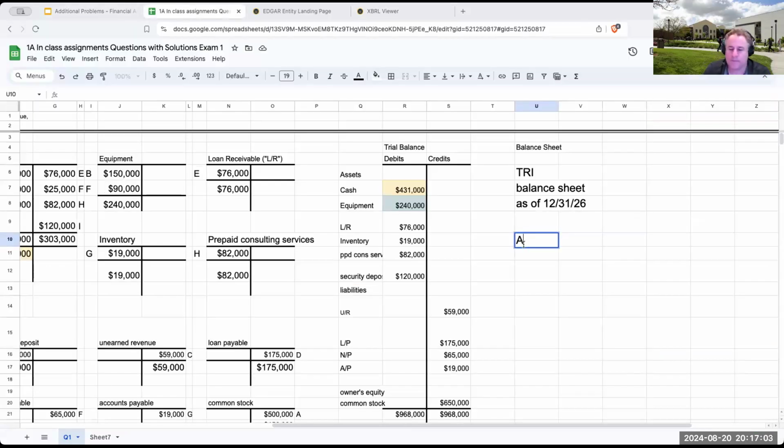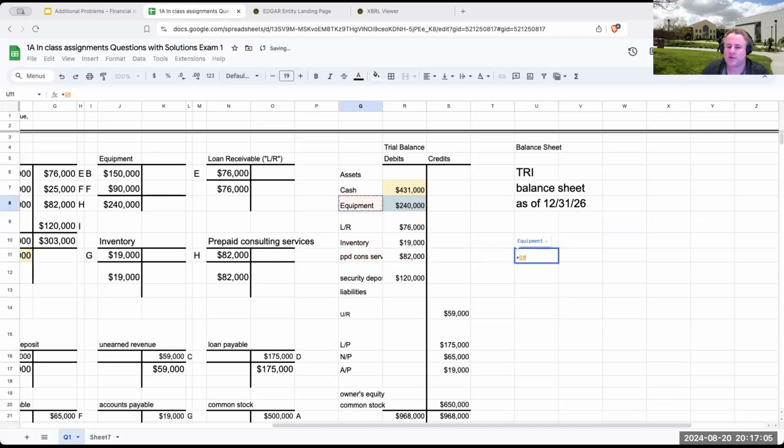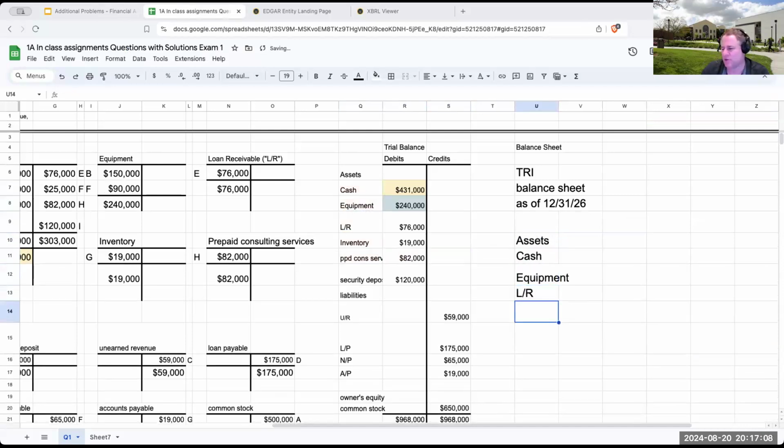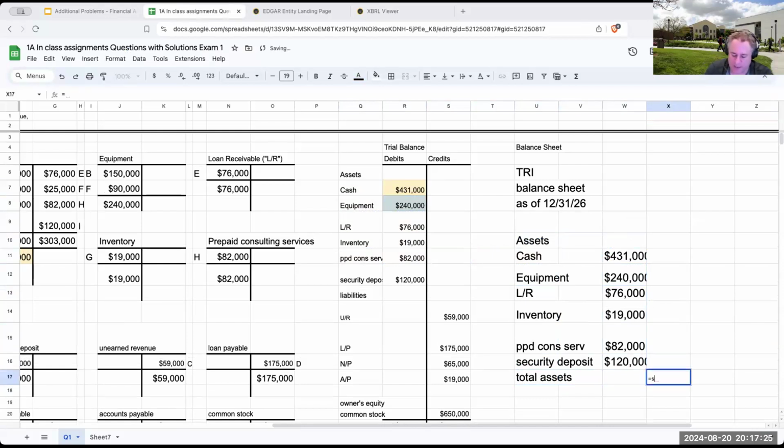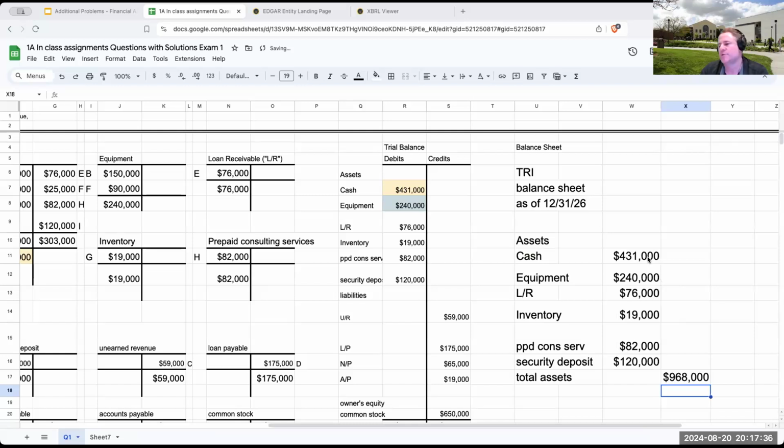So I come over here, I have assets. Assets over here, I got cash, I've got equipment, I've got loan receivable, I've got inventory, and I've got prepaid consulting, and I've got a security deposit. So over here, my cash is 431, equipment 240, loan receivable 19, prepaid consulting. So my total assets are going to be $968,000.